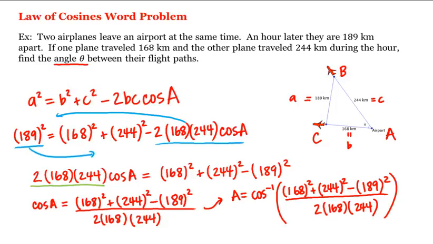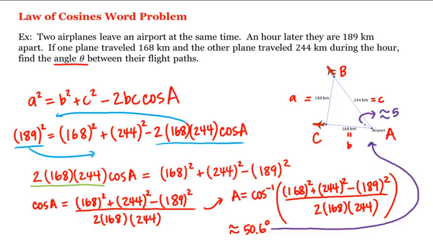And plugging this in our calculator, we get that this is approximately 50.6 degrees. And looking back up here in our figure, remember A is theta, which is what we were looking for. So theta, our answer, is approximately 50.6 degrees.